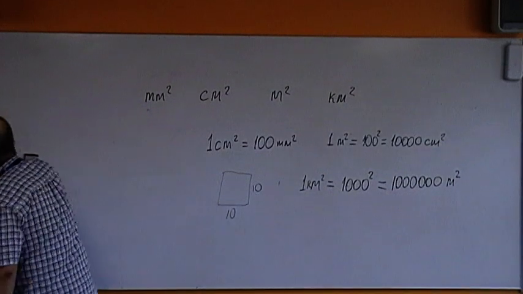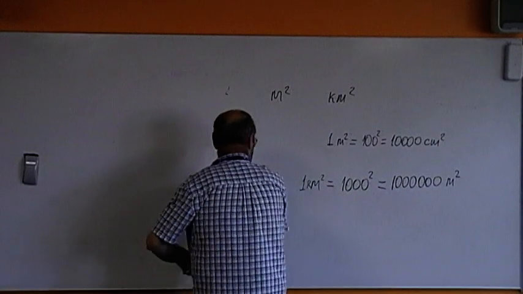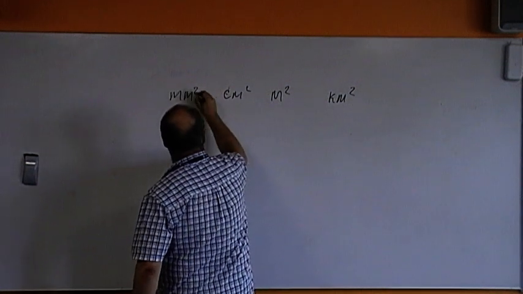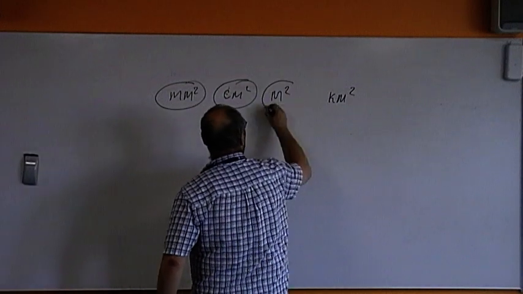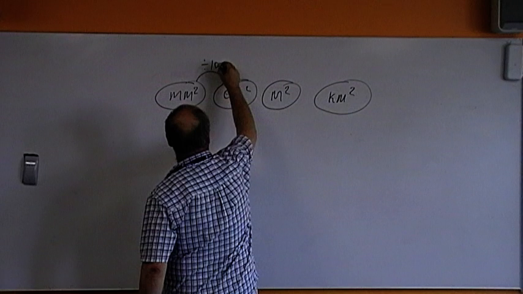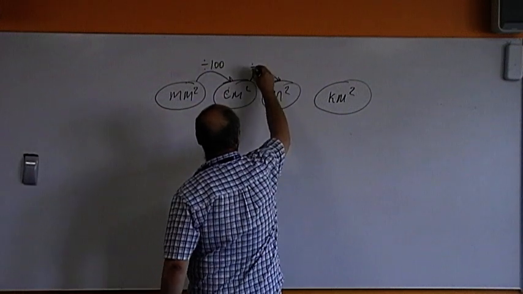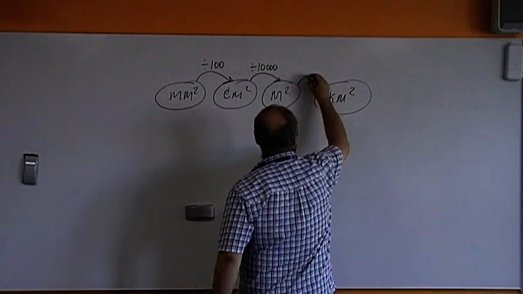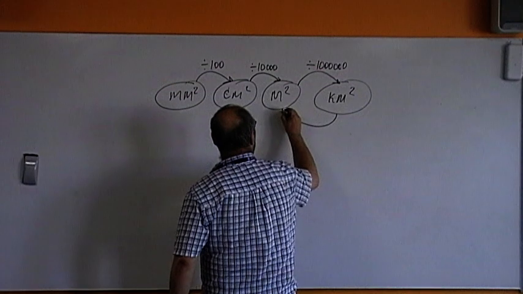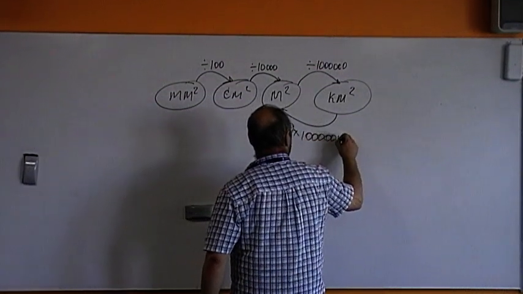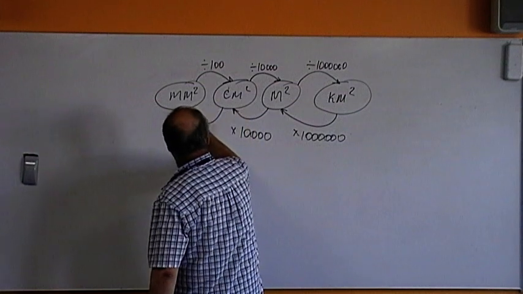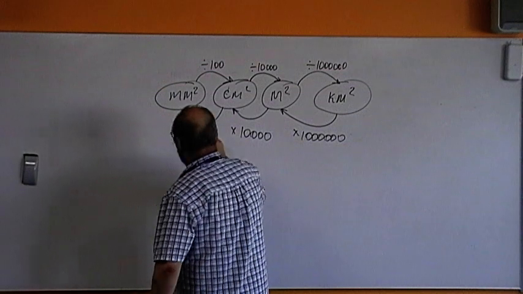So let's look at how we convert between them, like a conversion table. From millimeters squared to centimeters squared, we divide by 100. From centimeters squared to meters squared, we divide by 10,000. From meters squared to kilometers squared, we divide by 1 million. From kilometers squared to meters squared, we multiply by 1 million. From meters squared to centimeters squared, we multiply by 10,000. And from centimeters squared to millimeters squared, we multiply by 100.